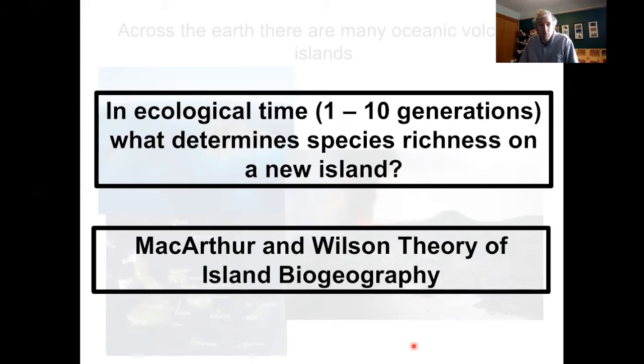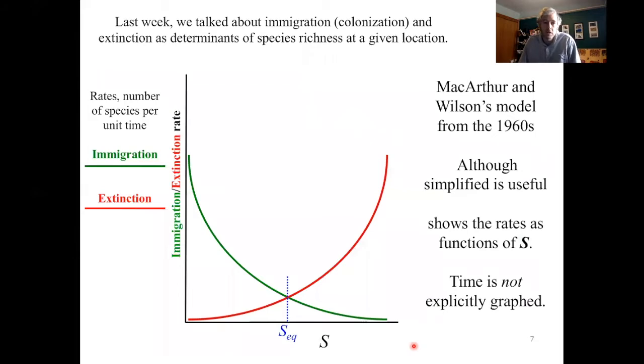By biogeography, we think about what is the biology in a location. Bio, biology, geography, place. Okay? And they came up with this theory that's now being applied to a whole series of different situations. And this is what the whole theory looks like. It is a graphical, logical model. I've got it all up here, and then we're going to go through it in pieces slowly. Because last week, we talked about immigration, colonization, and extinction as determinants of species richness at a given location.